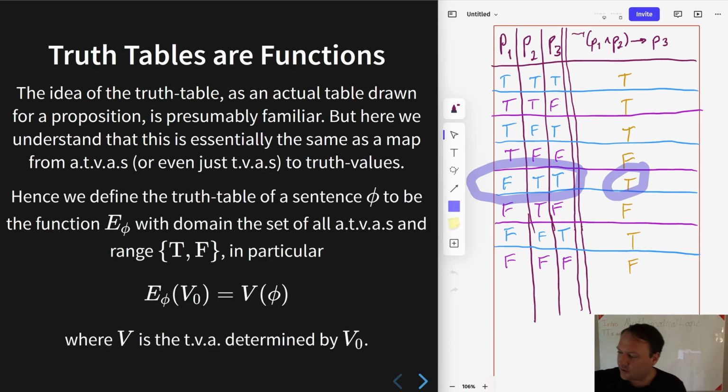Now, that's not quite the whole story because, of course, just specifying the truth value on a finite collection of atoms is not a full truth value assignment or an atomic truth value assignment, since those make assignments to every single atom. So this is more like a mapping from a finite portion of a truth value assignment to a truth value. But we will still regard the truth table in the way that I have now on the slide as a mapping from atomic truth value assignments to the set TF.